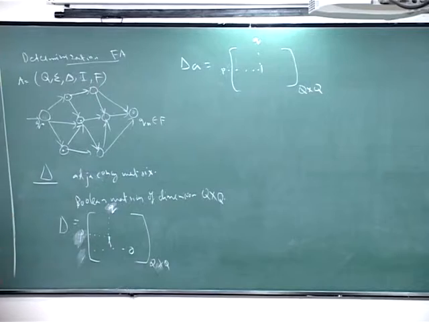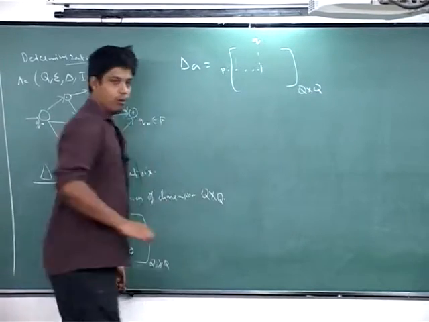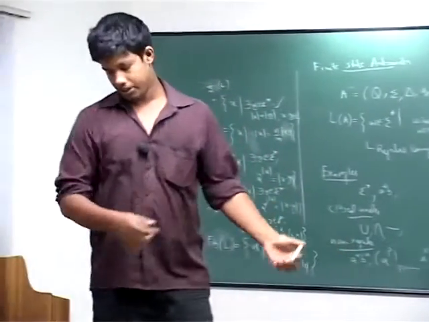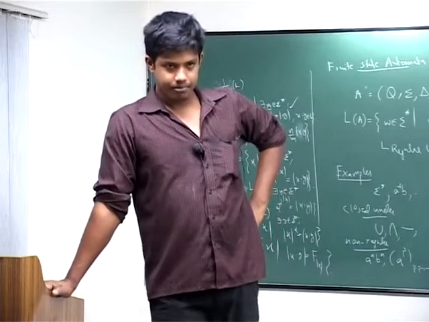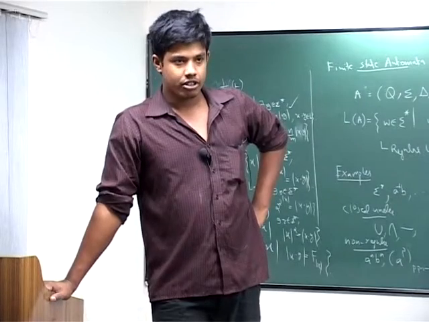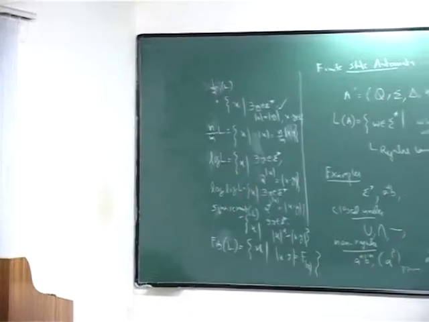Okay. Now, you have done a course in graph algorithms also. What is the Floyd-Warshall algorithm? All pairs shortest path. And what do you do in that?